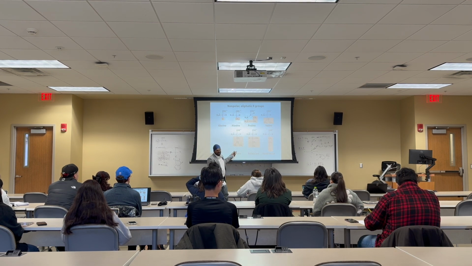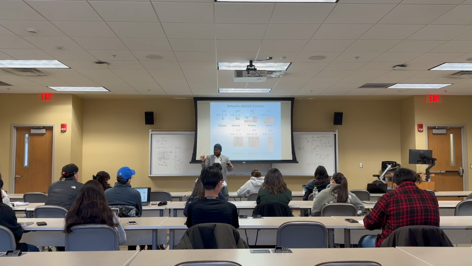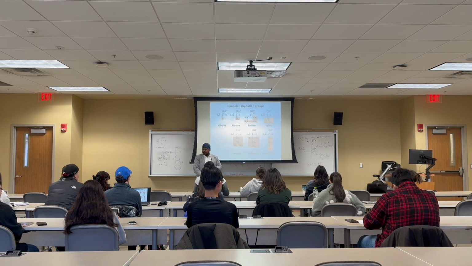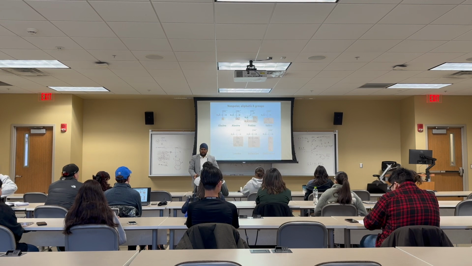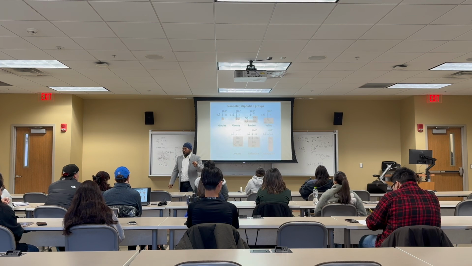Leucine is 1, 2, 3, 4. Isoleucine is an isomer of leucine. Let's bring that over here. CH2, CH3, CH2, CH3. Right. This is isoleucine. Valine is the opposite, CH, CH3, CH3. Right. Then methionine, which is a sulfur containing amino acid.